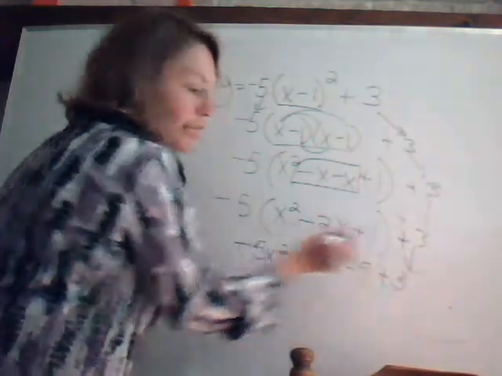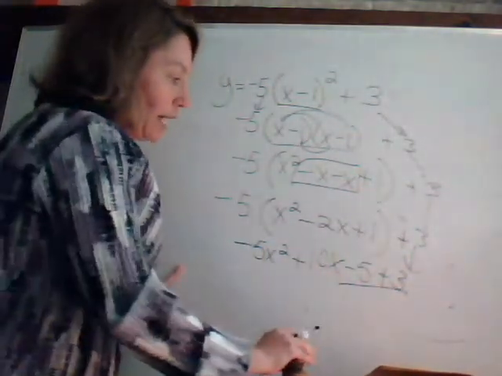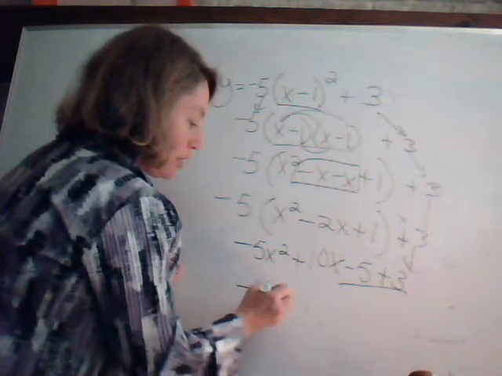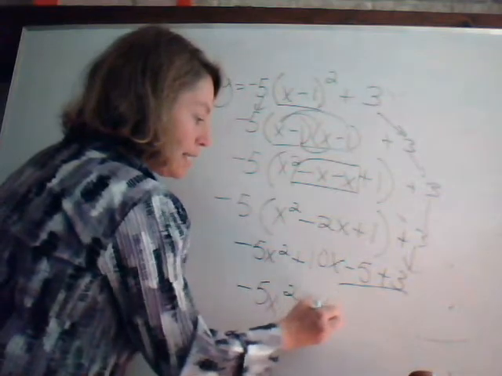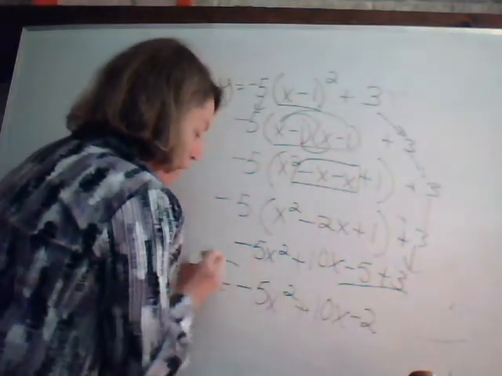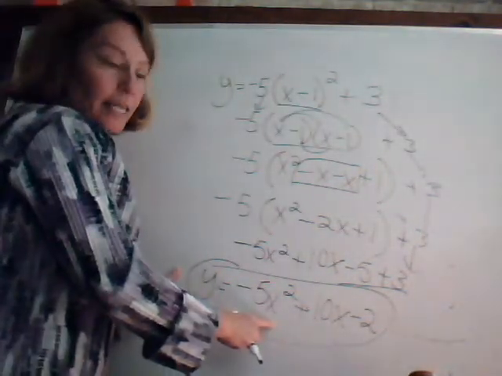So I keep just bringing that constant down. Now is when I combine that. That constant gets combined at the very end. So my final answer is -5x squared plus 10x minus 2. And that's how I convert from vertex form down to standard form.